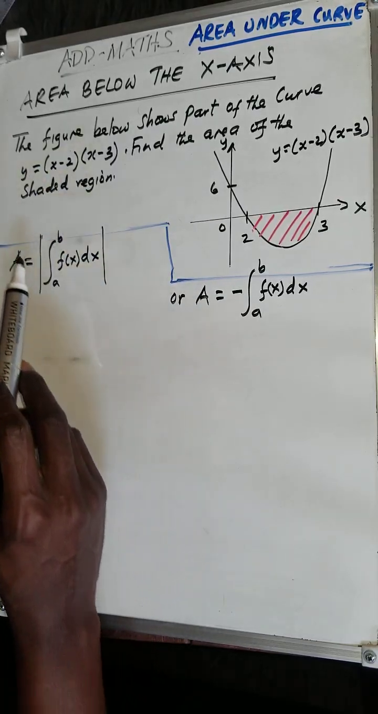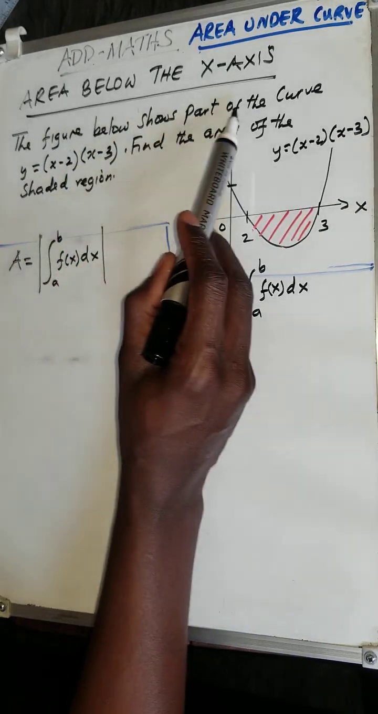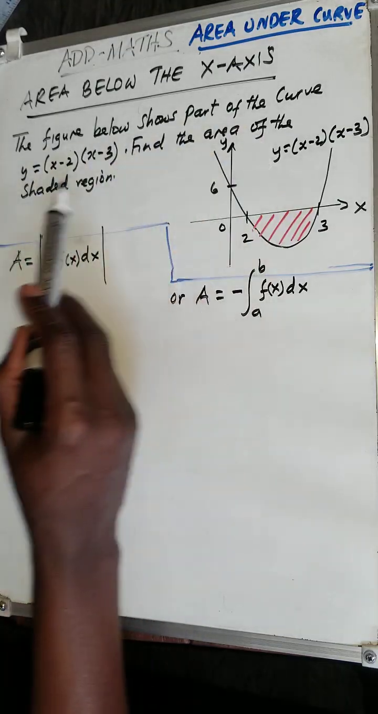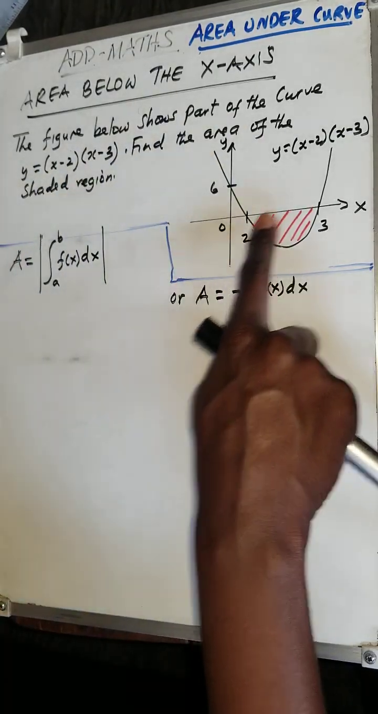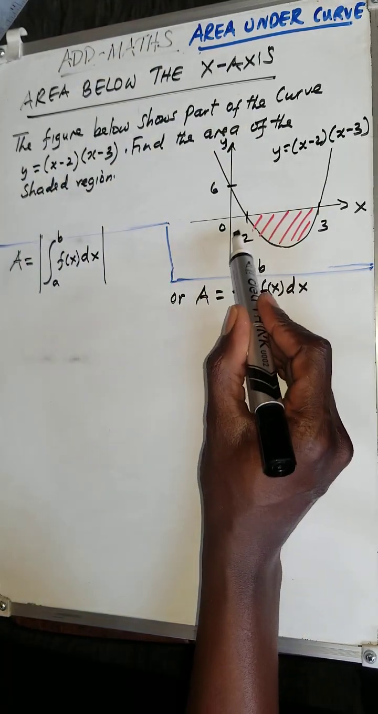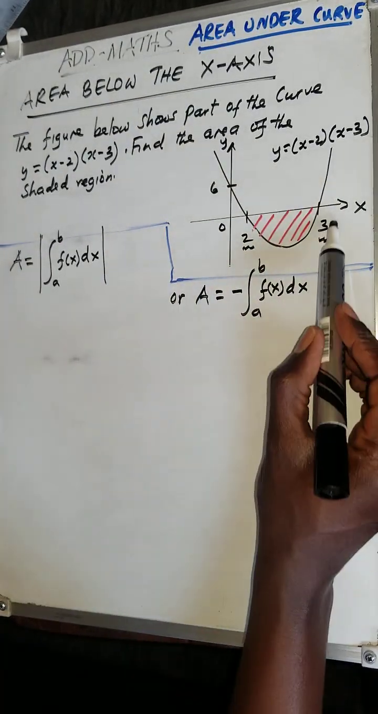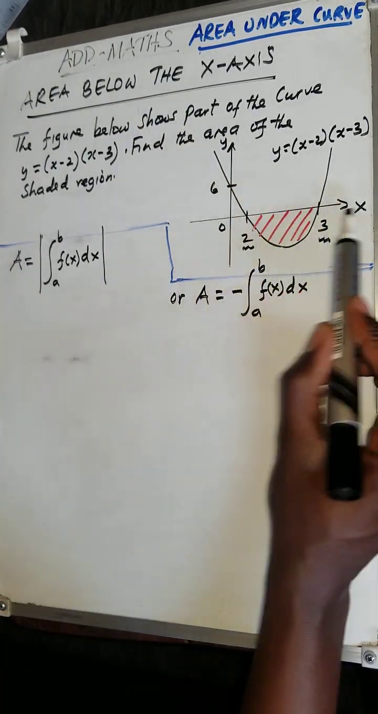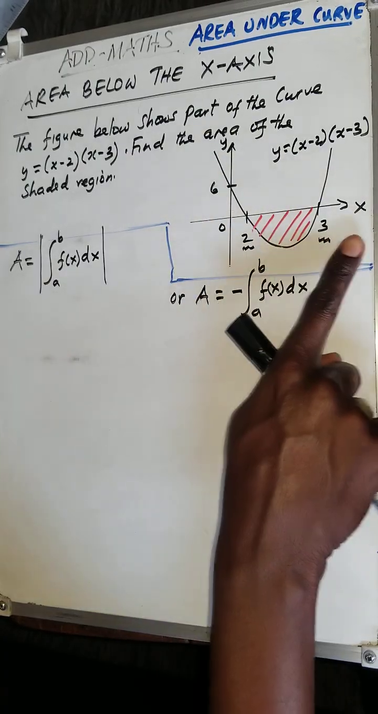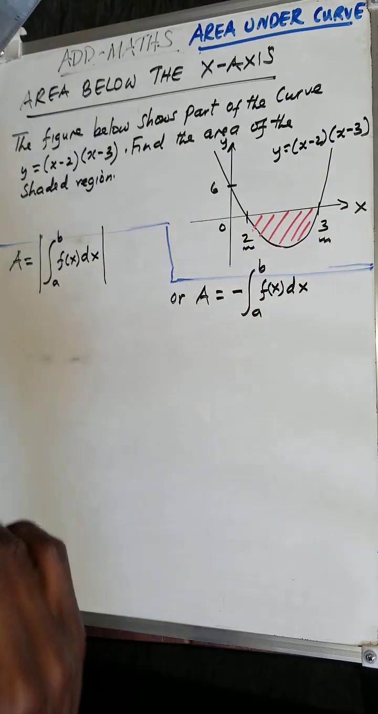So let's look at this question. It says the figure below shows part of the curve. Find the area of the shaded region. So you can see the shaded region. Of course, the 2 there is the lower limit, and the 3 is the upper limit, because as you move this way, numbers are increasing. So that's the upper limit and that's your lower limit.